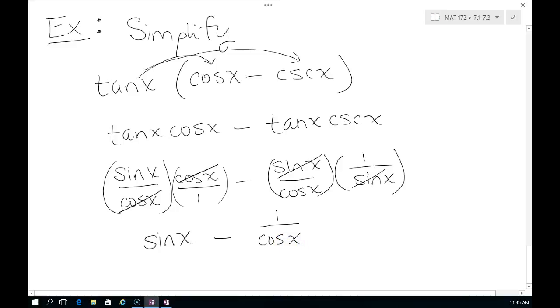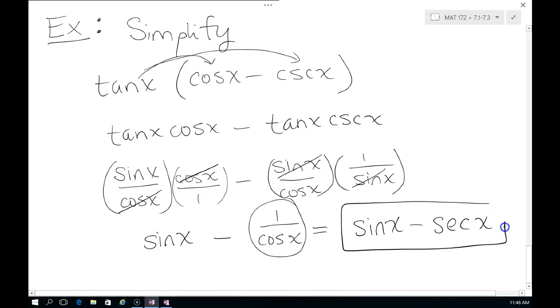And with trig, we don't ever want to leave a fraction if we don't have to. There is another function that's equivalent to that. So I'm really going to write this as sine minus secant. That's the most simplified form. We don't ever want to leave fractions in trig if we don't have to. If there is a different function we could write, we want to do that. So that original tan times cosine minus cosecant is equivalent to sine minus secant.